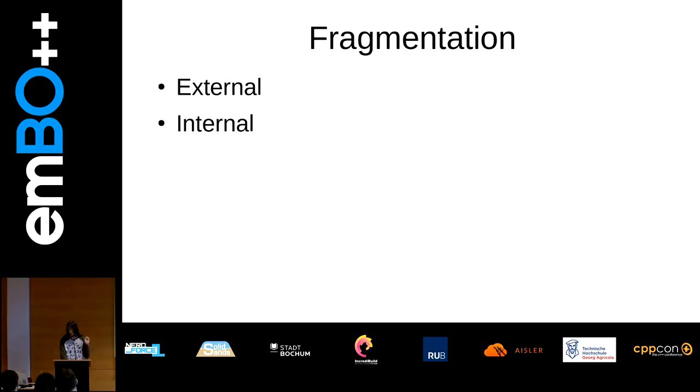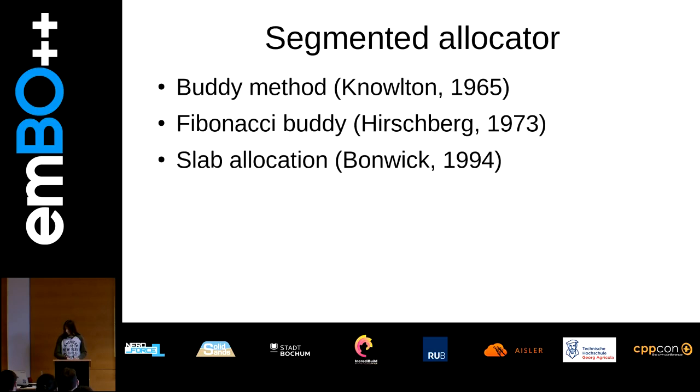If you want to know more about these types of fragmentation, about how heap allocators work, and the different types, I would suggest having a look at Andreas Weiss' presentation. He did a great job at explaining what the different types of allocators are. Since I will be talking about special allocators here, I will not be covering all the different types. I will be going through some of the previous work on segmented allocators.